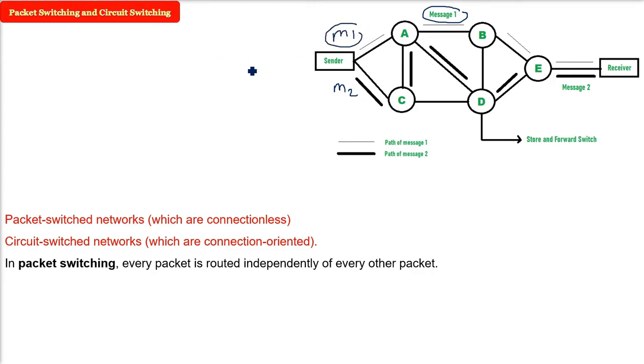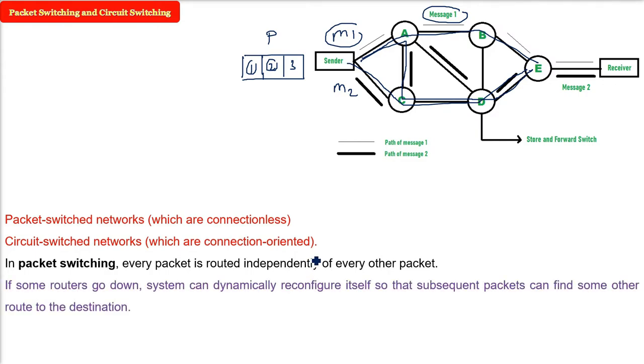So let us assume that this message is a packet. Now this packet size is say 4,000, and we divide it into, say, 3 parts. Now the first part can take this path, the other one can be routed through this path, and the other one can again take a different path. So every packet is routed, route meaning the path it takes, independent of every other packet. I'm not saying that all these 3 will not take a single path, they can also take a single path.